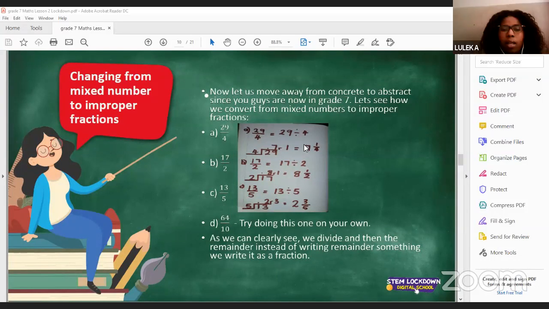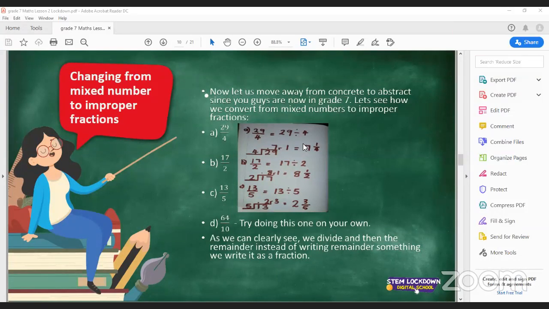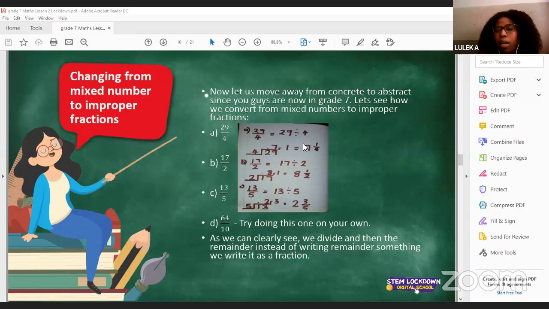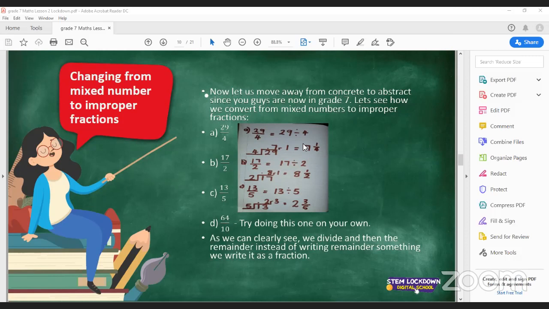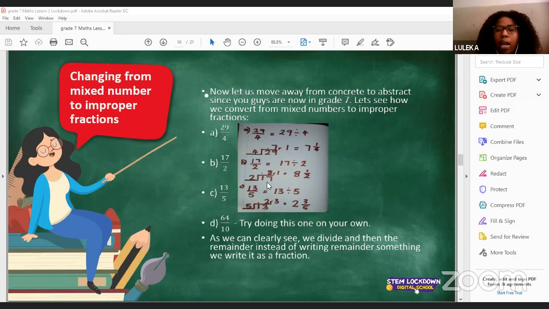Okay, let's continue. The next one, we have 17 over 2. So we ask how many 2's go into 17? There are 8, and then we are left with 1. So the answer will be 8 and 1 over 2. And then we do the third one.